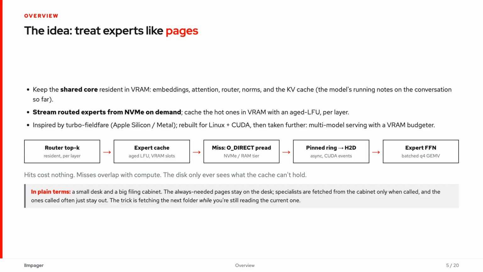So here's the idea. Keep the shared core of the model, the parts every token needs, resident in GPU memory. Stream the routed experts from the SSD on demand, and cache the frequently used ones in a per-layer cache. The pipeline runs left to right. The router picks experts. The cache answers instantly for hits. Misses are read from disk into pinned memory and copied to the GPU asynchronously. And the expert math runs as soon as its weights land. The trick is that fetching the next folder happens while you're still reading the current one.